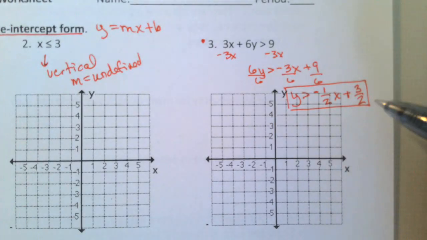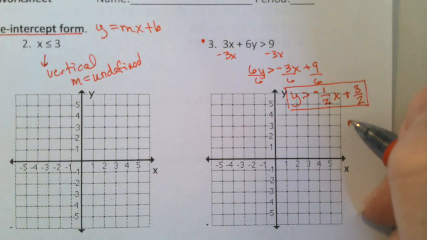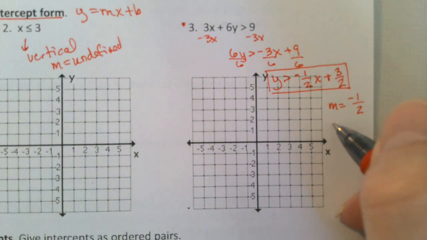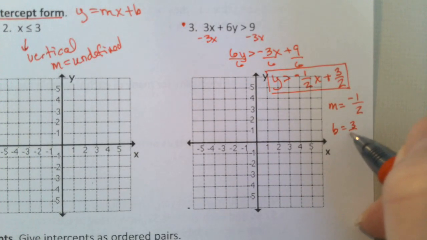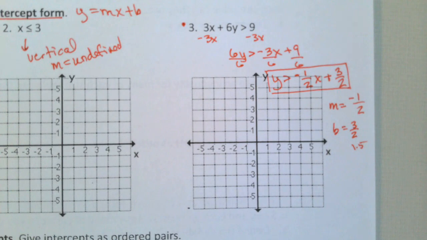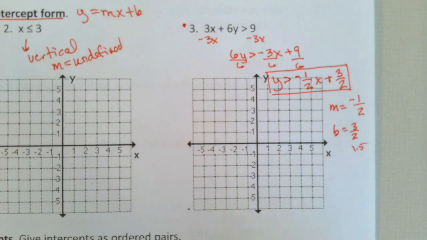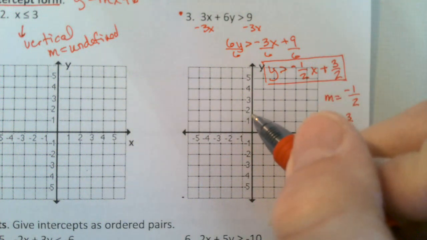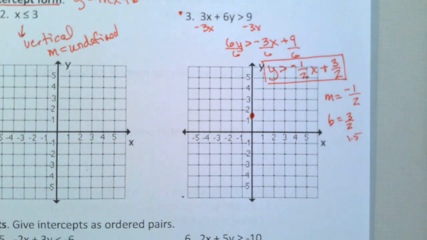Now, this is my starting point. So my slope is negative 1/2. My y-intercept is 3/2, which is 1.5. Okay, so this is what really throws people off, but you gotta work with it. Go to 1.5 on the y-axis. This was a good pick.